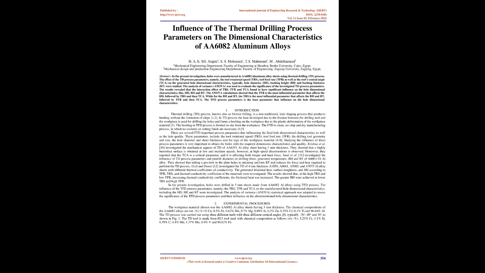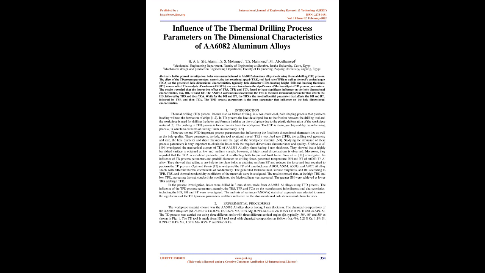the tool's conical angle, TCA, on the generated hole dimensional characteristics, typically, hole diameter, HD, bushing height, BH, and bushing thickness, BT, were studied. The analysis of variance, ANOVA, was used to evaluate the significance of the investigated TD process parameters. The results revealed that the interaction effect of TRS, TFR, and TCA was found to have significant influence on the hole dimensional characteristics, like HD, BH and BT.